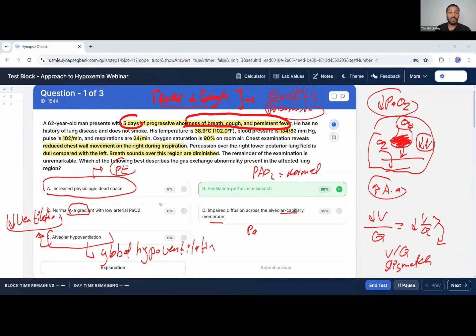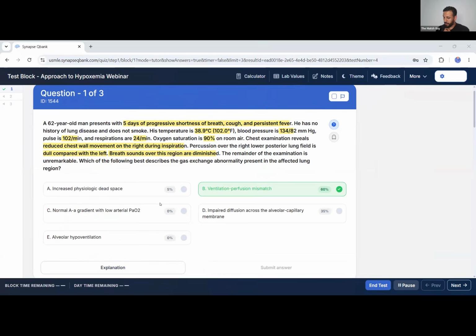Is everything clear in this question before going to the next one? Okay, let's go to the next one.